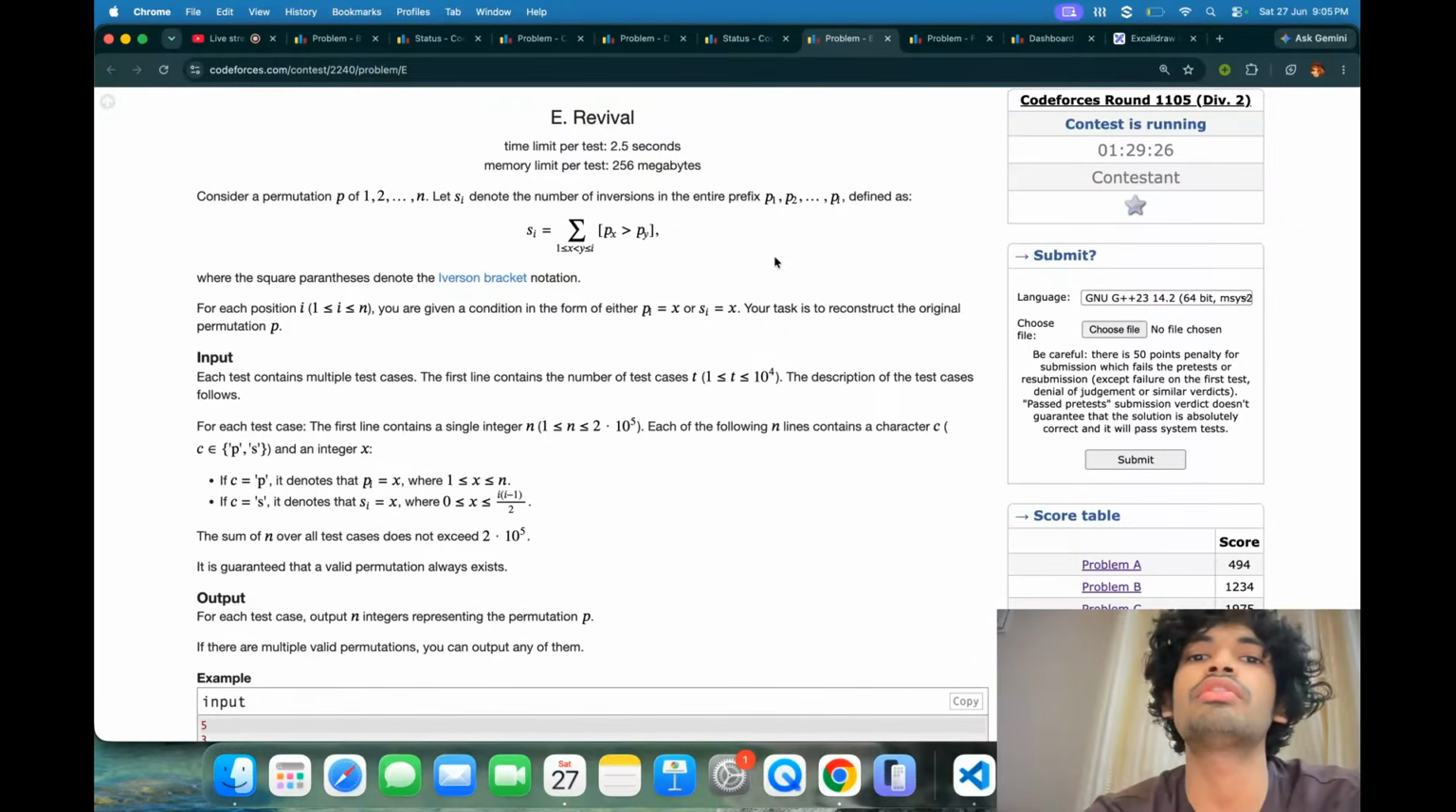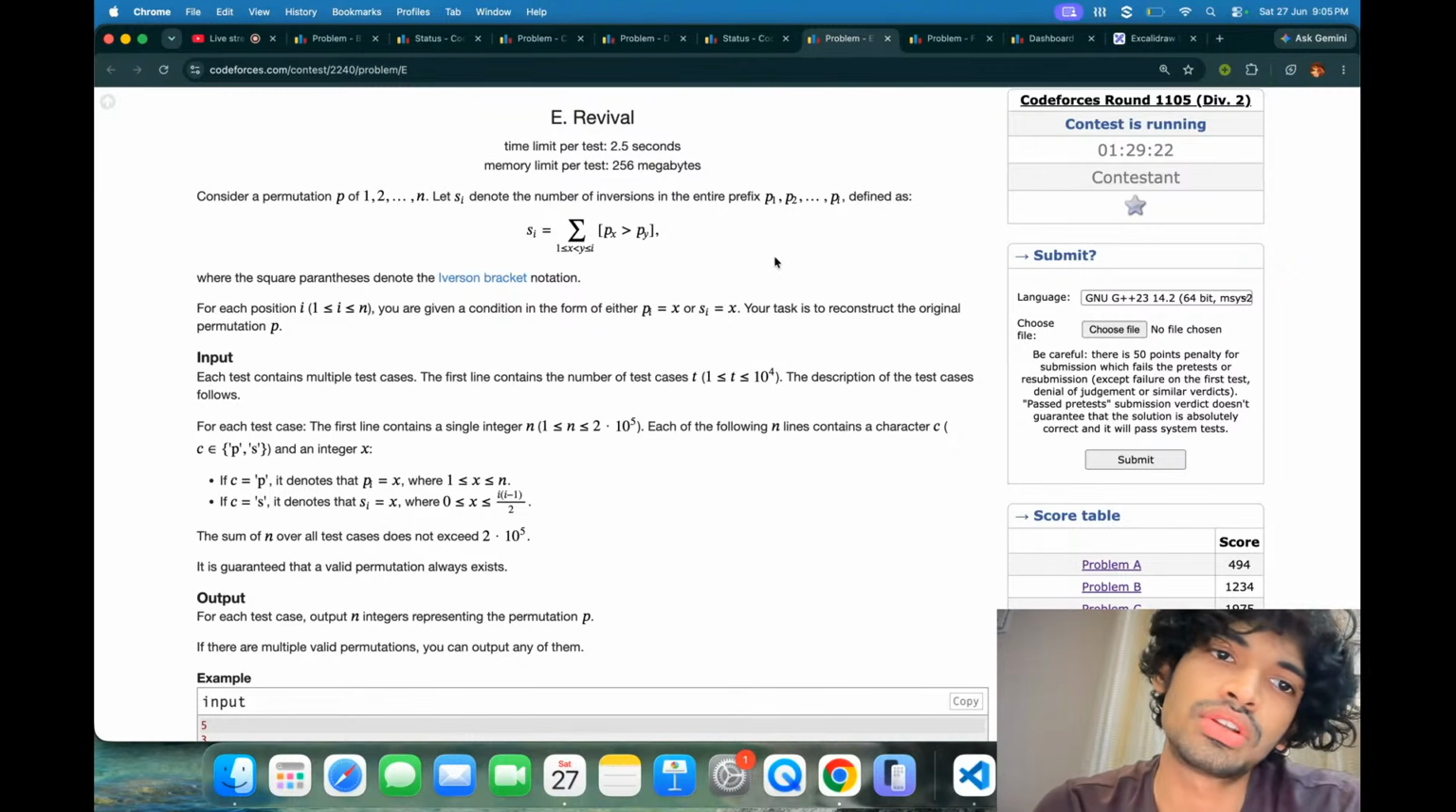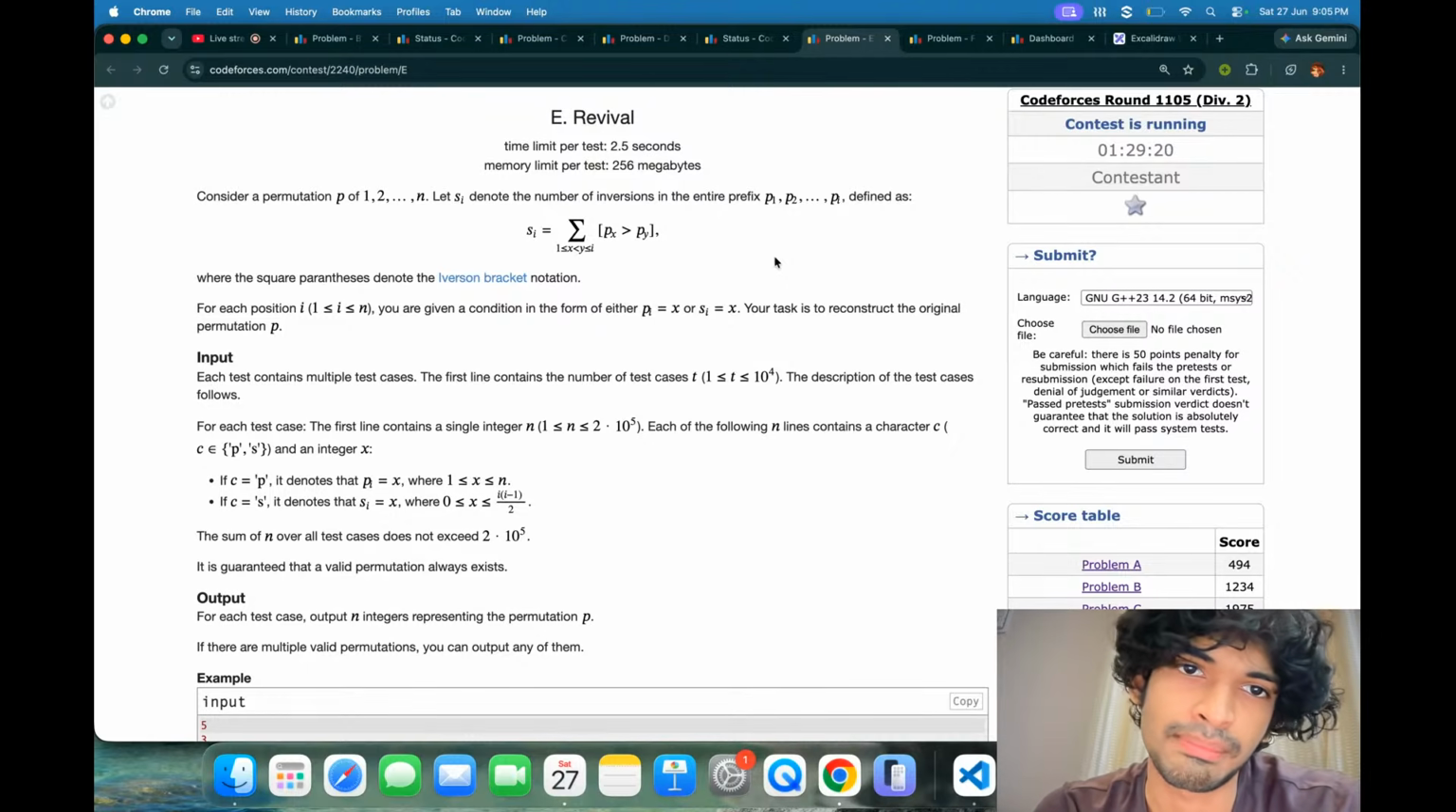So S_i is the number of inversions in the prefix, where the square brackets denote the inversion bracket notation.